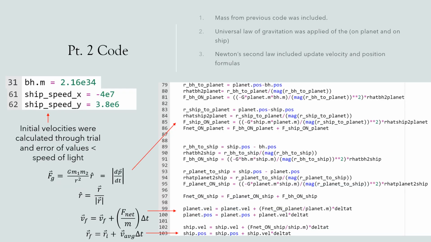So in part 2, the mass of the black hole from part 1 was included, and the initial velocity of the starship was calculated through trial and error, in which the x component had to be negative and the y component had to be positive, and both had to be less than the speed of light. The universal law of gravitation was applied to find the net force on the planet and the ship, and Newton's second law included the updated velocity and position formulas, which were used to iterate the position and velocity of the starship, which was dependent on the net forces of the star and black hole after the engine shut off.